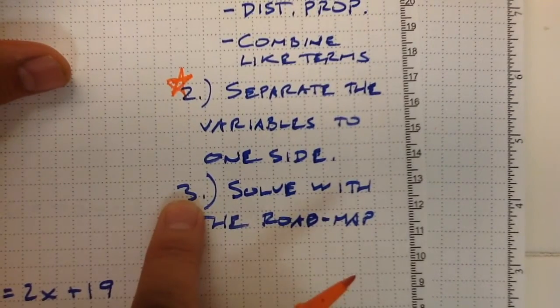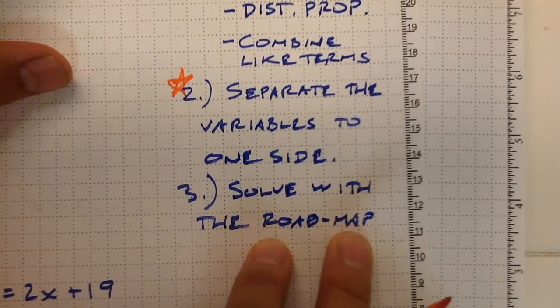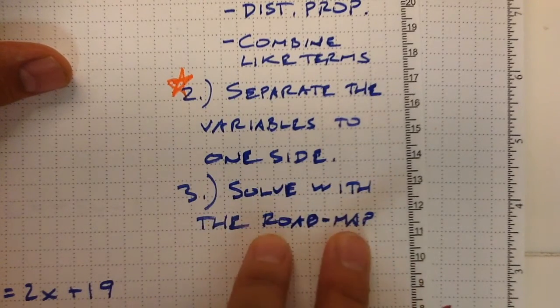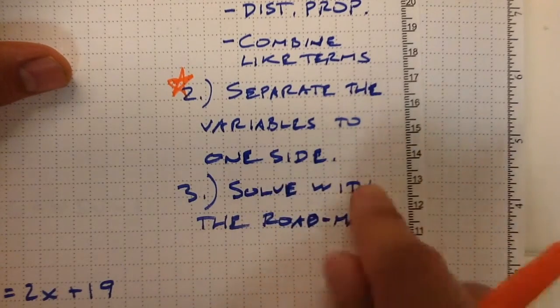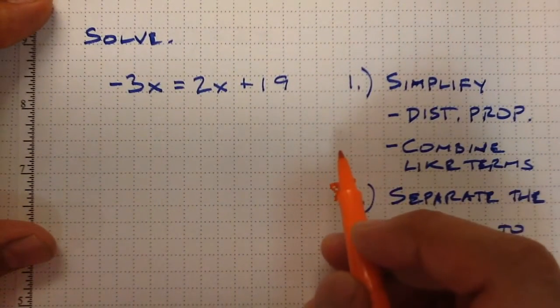And then finally step three, which is something we've been working on for the past 3-4 days, which is to actually solve by doing opposites and then to incorporate this idea of the roadmap where we do things in the opposite order. All right, so let's take a look. Let's apply all those steps. So step one is simplify.